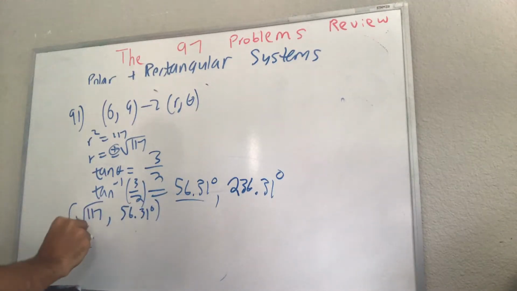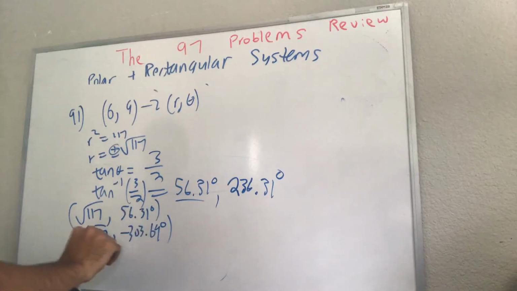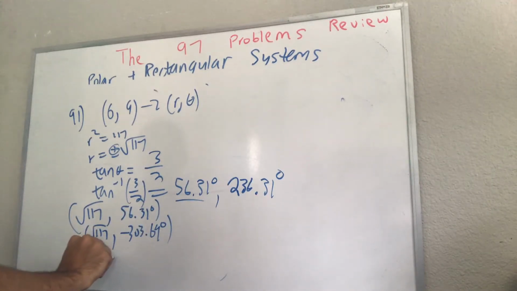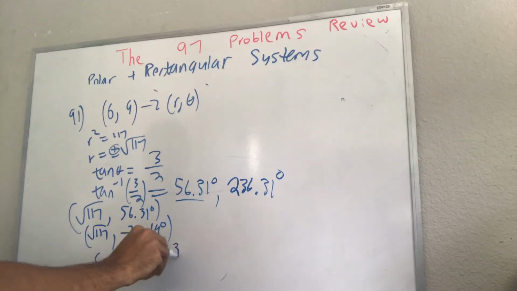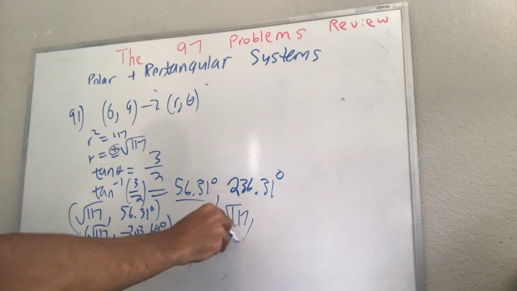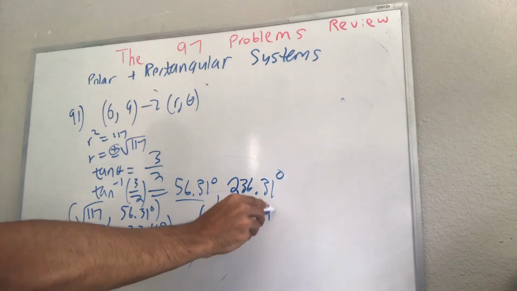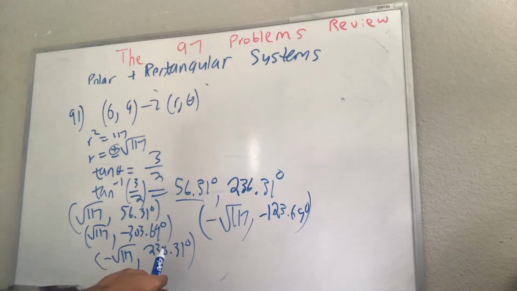Then I can say root 117, comma, negative 303.69 degrees, same thing, just in the clockwise direction. And then we have negative root 117, comma, 236.31 degrees, and then we have negative root 117, comma, negative 123.69 degrees. Again, subtracting 360 from 236.31 gives us negative 123.69 degrees. So those are the four notations that we have here.